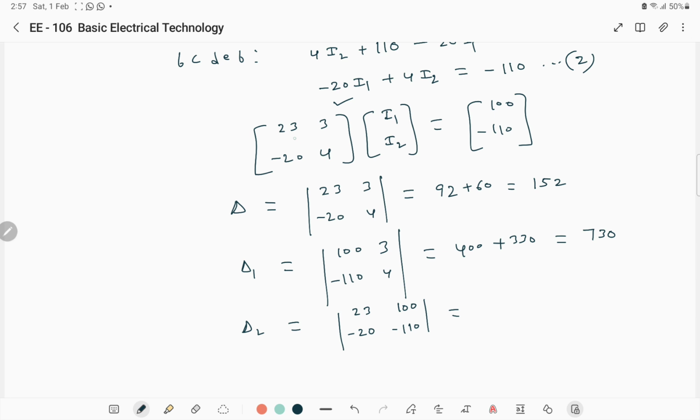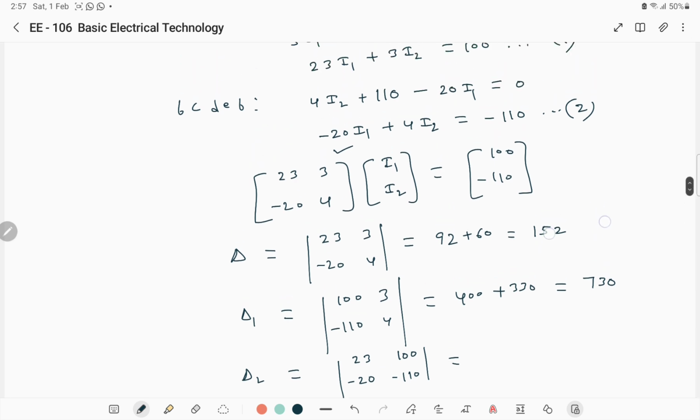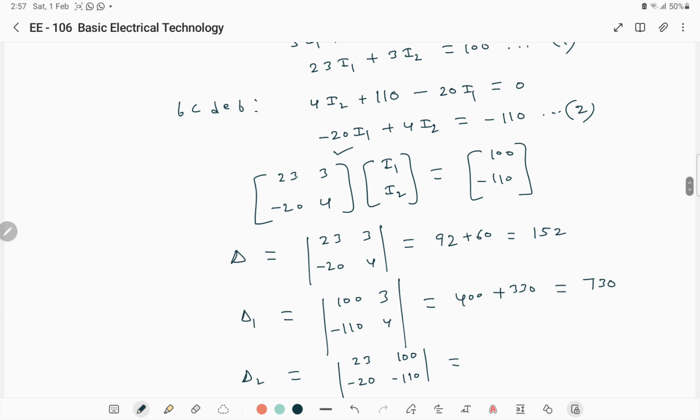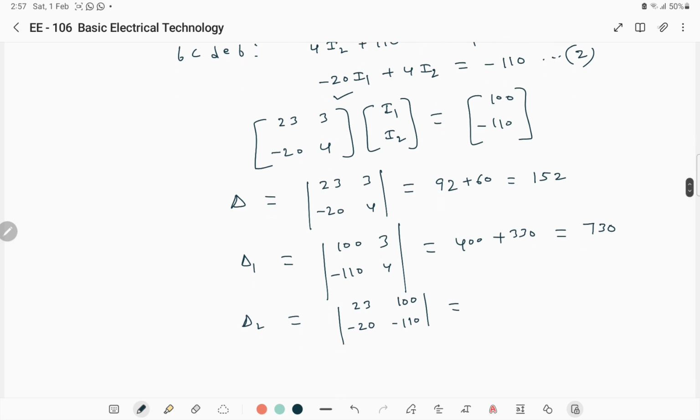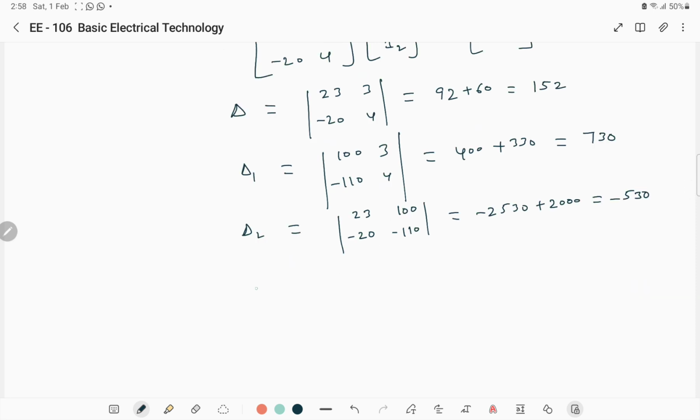So this is delta. We are using Cramer's method to solve the problem. We have written the equations in the matrix form like this. The determinant of the main matrix is delta. For delta 1, you need to remove column 1 from there and place 100, minus 110 at column 1. For delta 2, you need to remove the second column from the main matrix and place 100, minus 110 there. Now I1 is delta 1 by delta.